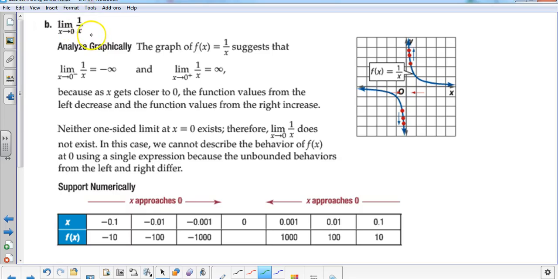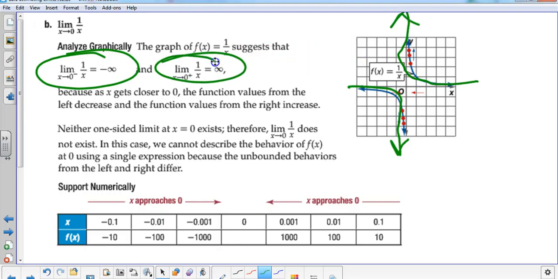This is called the reciprocal function. If you are approaching 0 from the left, which way is this thing going? Y values are going down towards negative infinity. As you approach from the right, y values are going up. Here are examples from the left side of 0 and the right side of 0. So they would say the limit at 0 does not exist. In this case, we cannot describe the behavior because its left and right sides differ.